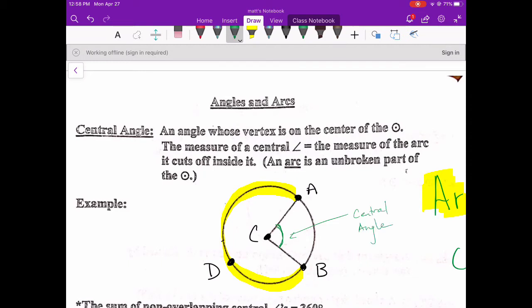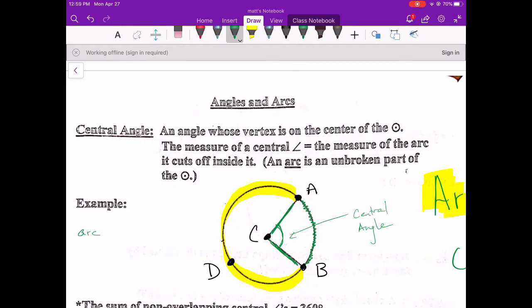Now, a central angle has a direct relationship to its corresponding arc. In this case, the arc that goes with that central angle ACB is this minor arc AB. When I say goes with, it's in the interior of the angle. So you could see that piece of the circle is trapped between these two sides of our central angle. So that angle and that arc have a direct relationship.